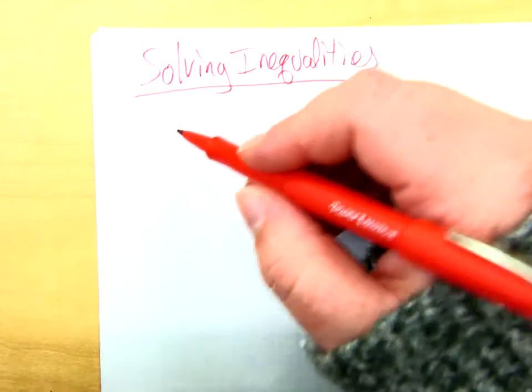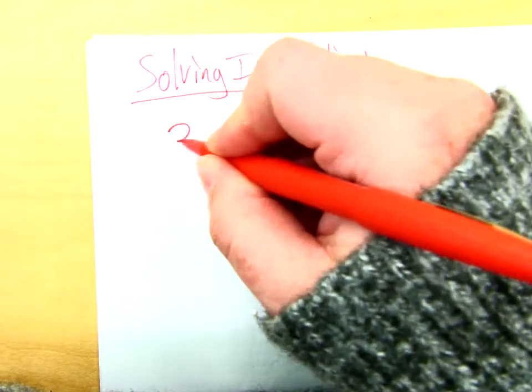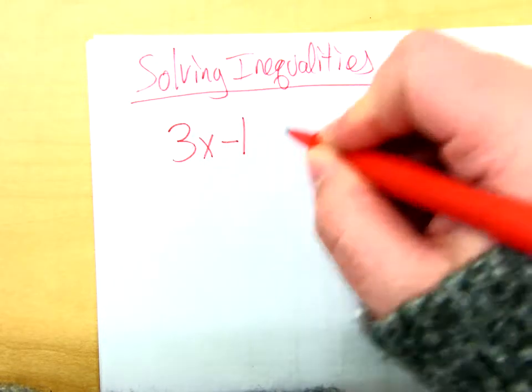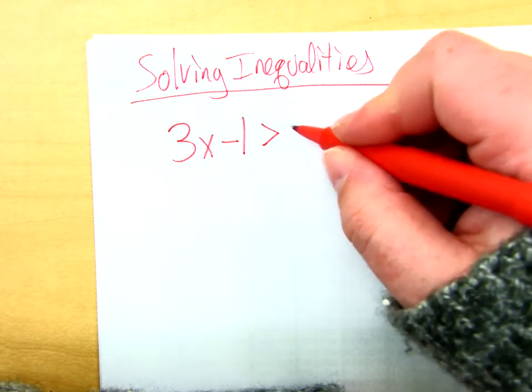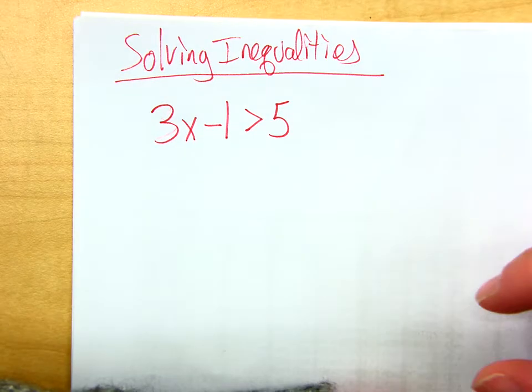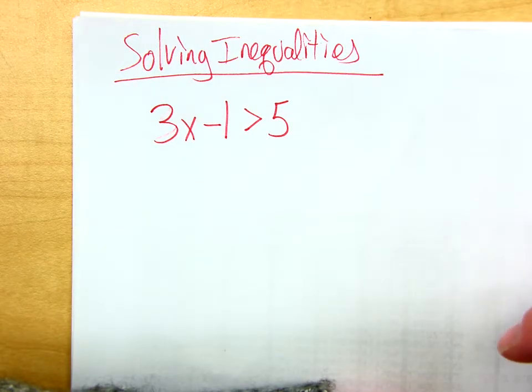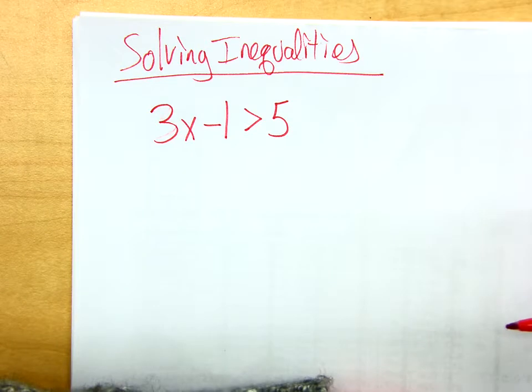Say I gave you 3x minus 1 is greater than 5. If you were going to solve this inequality, guess what? You do it the exact same way you normally would if that was an equal sign. Does anybody remember what the one thing is, though, that you have to keep in mind?